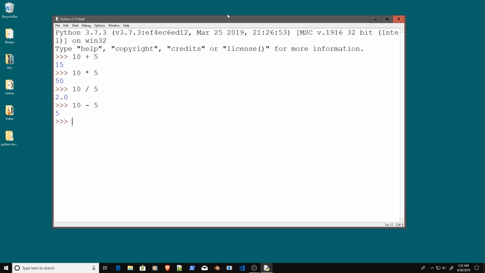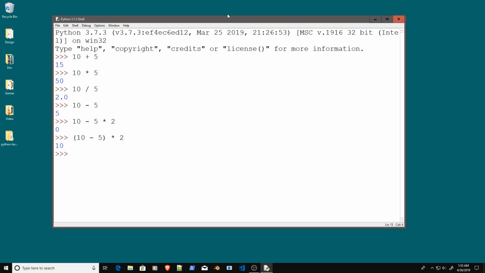Those of you who are mathematically inclined would expect 10 minus 5 times 2 to be 0. And it is. But what if we want to subtract 5 from 10 and then multiply that by 2? Well, we have parentheses to help us, just like we do in normal math. So we have order of operations.